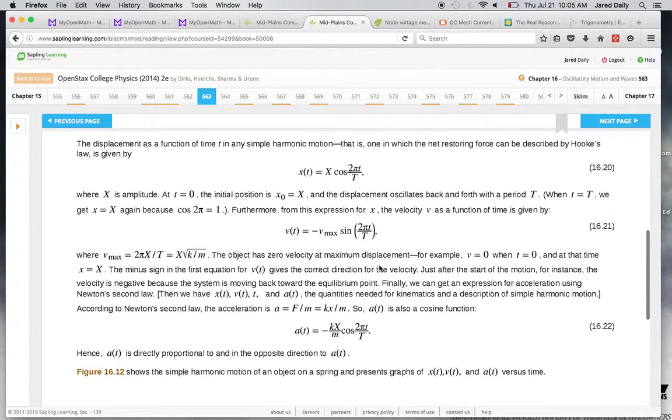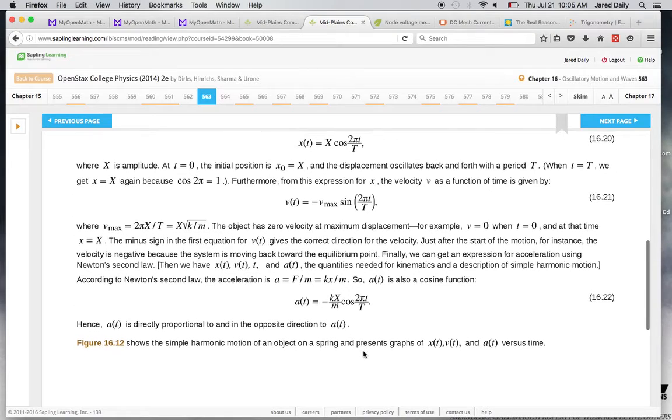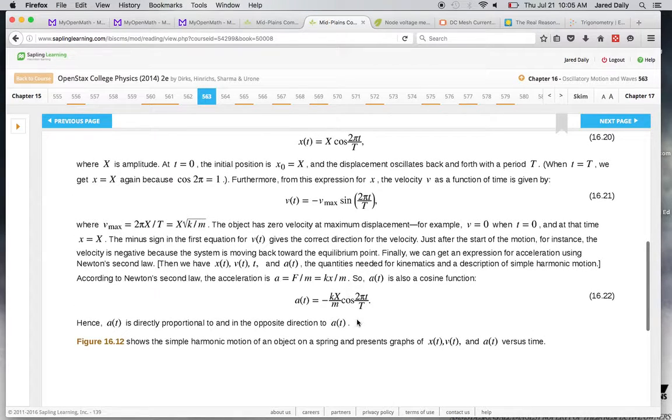We also have an equation for the acceleration. For the acceleration, it ends up being negative the spring constant times the amplitude divided by the mass, times the cosine of 2 pi times the time over the period. And so a lot of stuff coming out of that one. And that'll tell us how much the mass is accelerating.